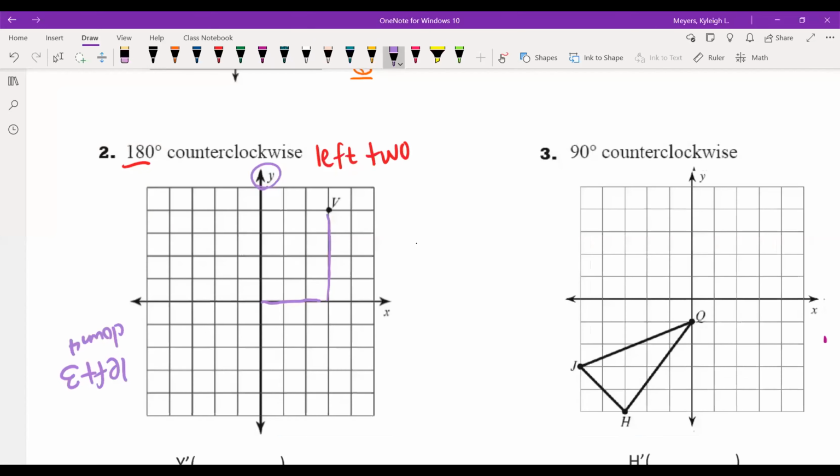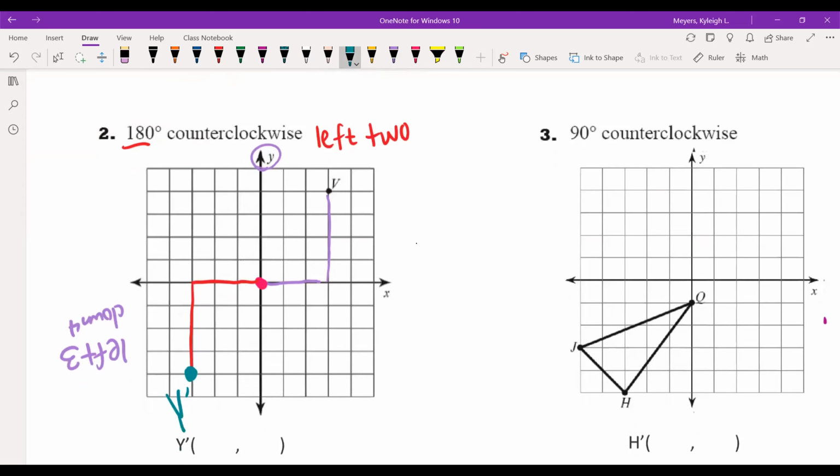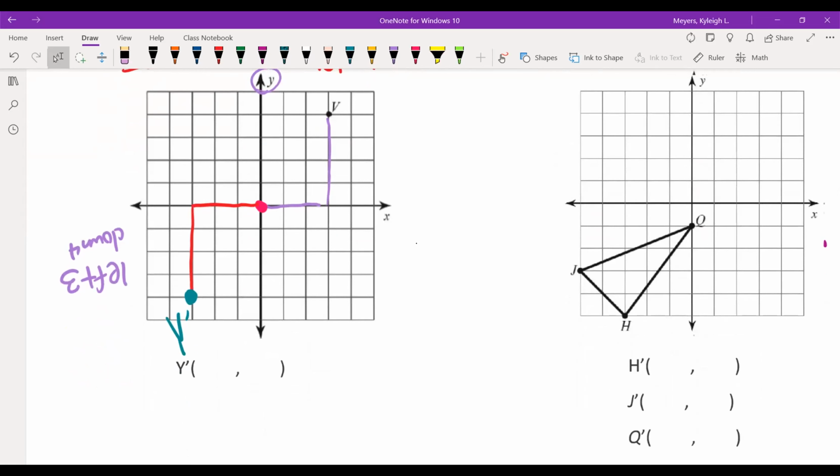Okay, so now let's rotate this back to the correct orientation. Now I'm going to go left 3 from my origin, right? So left 3, 1, 2, 3, down 4, 1, 2, 3, 4. And now here's my new Y point. Okay, and what is this ordered pair? Well, it's -3, -4.